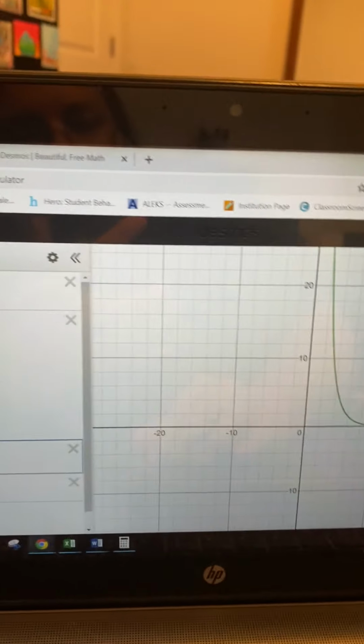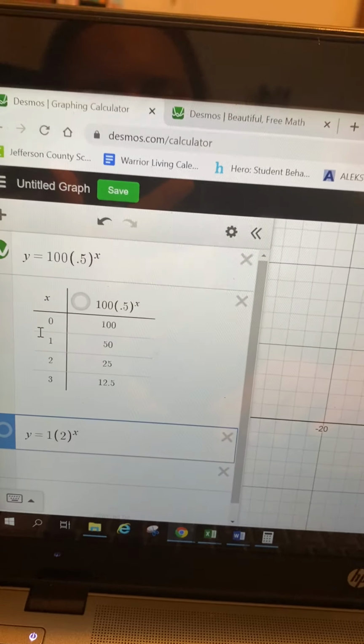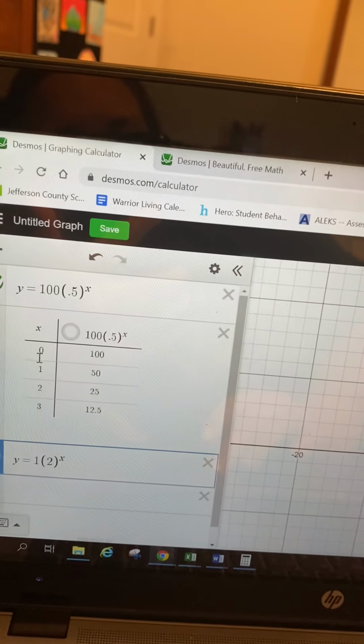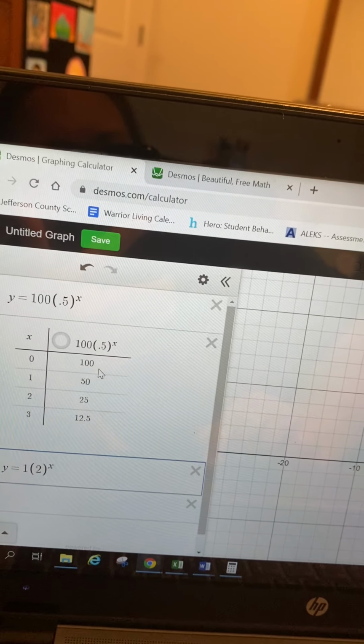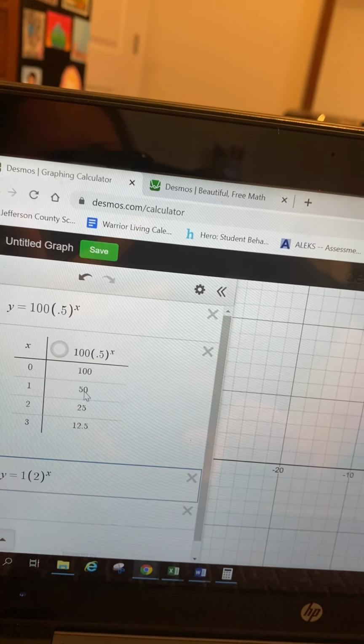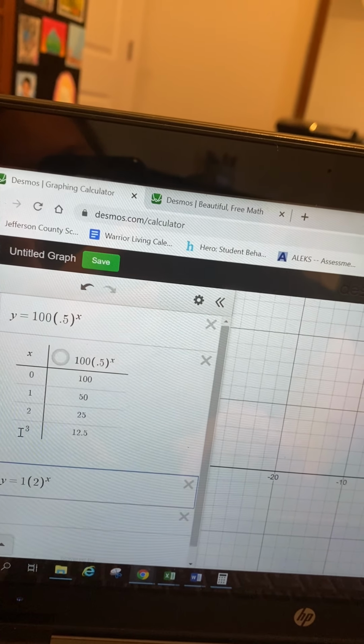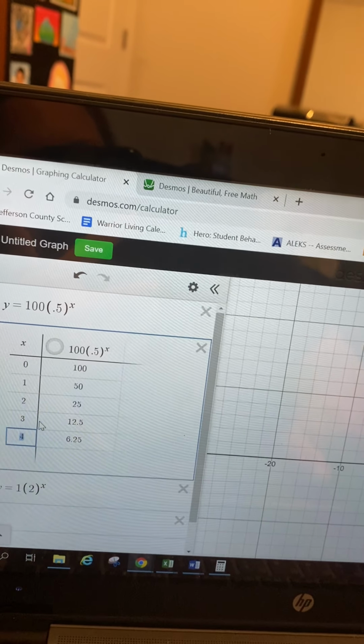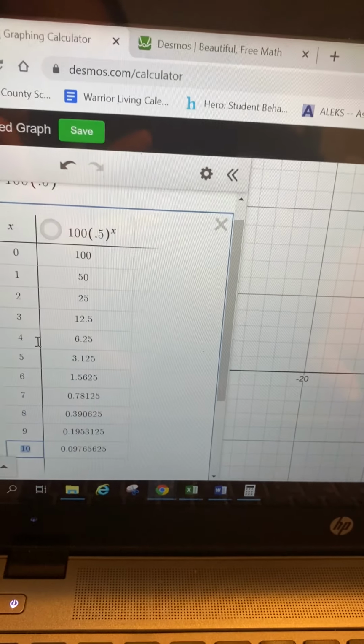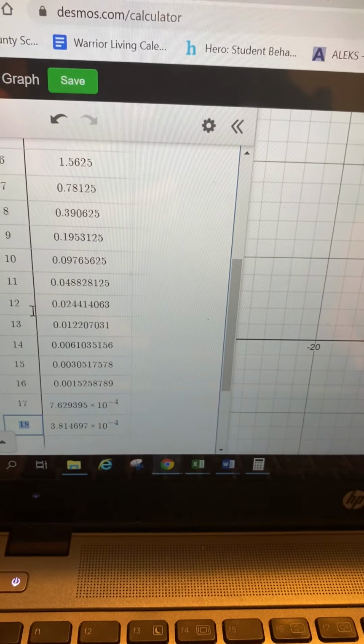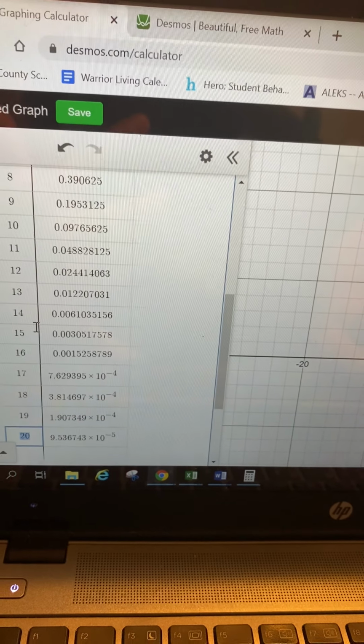And if we look at our table of values, at 0, so 0 bounces, it started off 100 feet above the ground. After 1 bounce, it's 50 feet above the ground. 2 bounces is 25. 3 is 12.5. And we can keep going. And it's going to get closer to 0, but it's never going to reach 0.